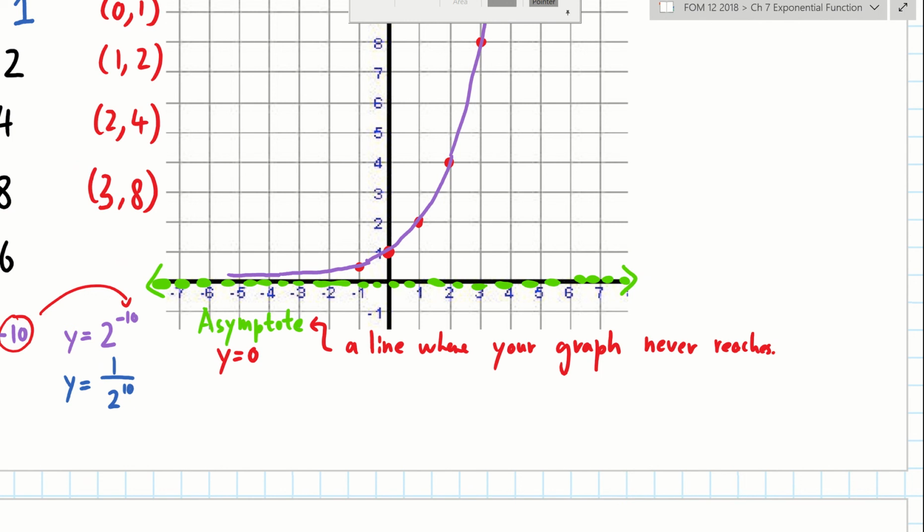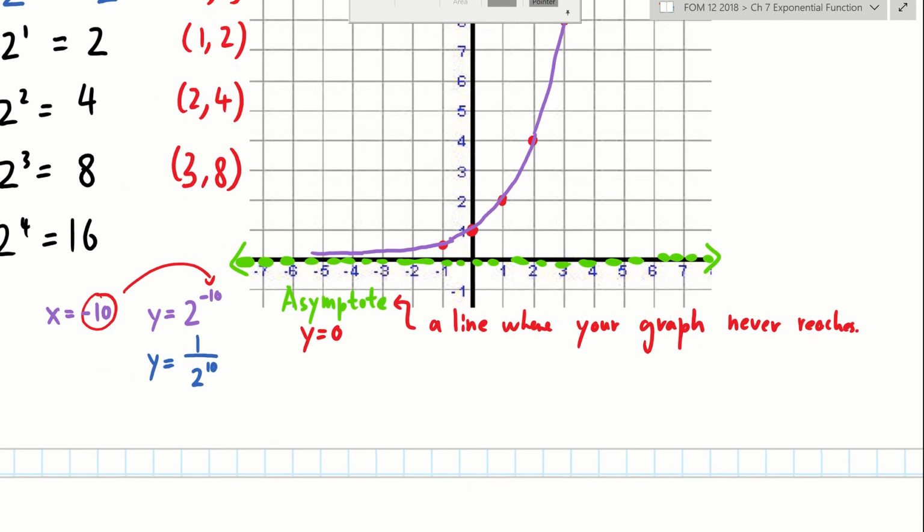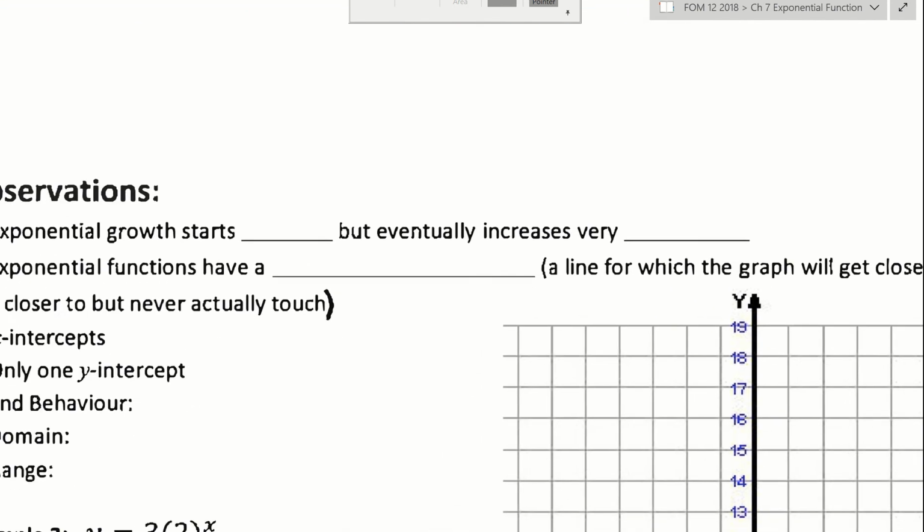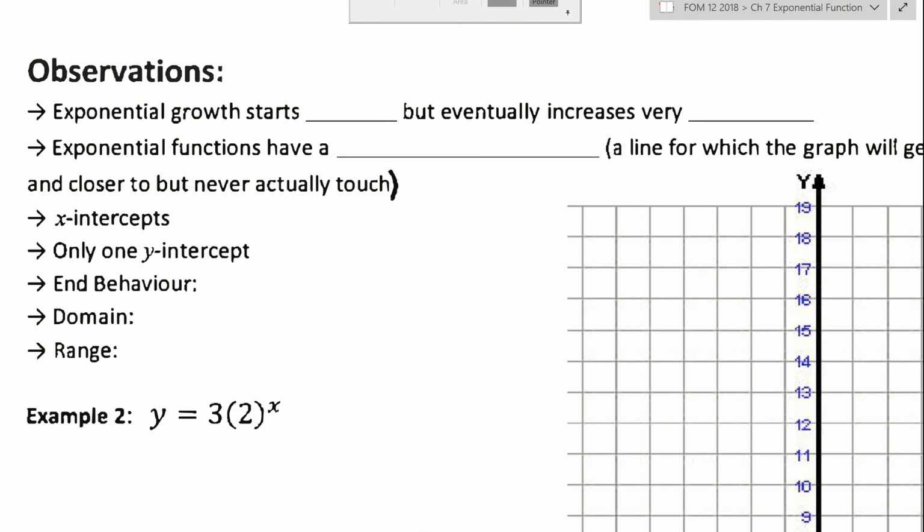Okay, so let's draw another one and make some observations. So let's go to the next page. Observation so far: the exponential graph starts slowly. It starts slow, but eventually increases very quickly.